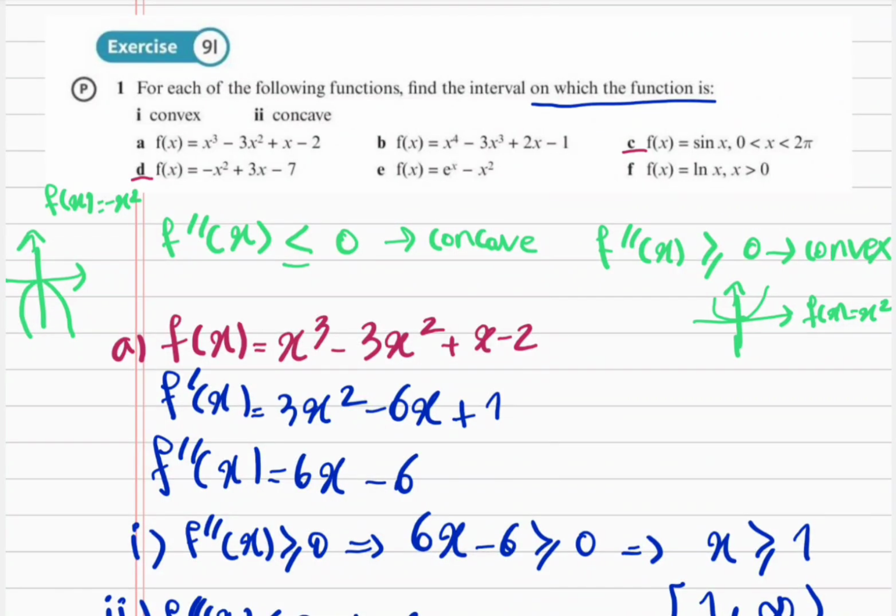Hi everyone, this video is on exercise 9i, question 1 of Pure 2. In this video, I'm going to do parts C and D.